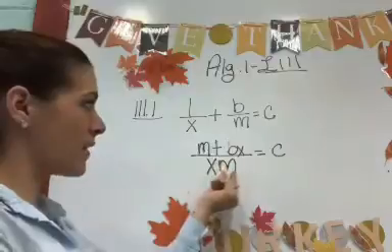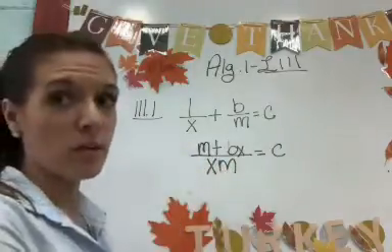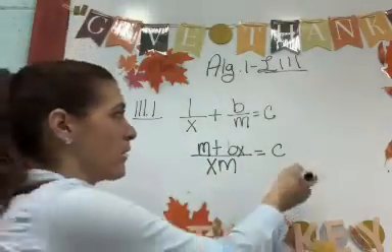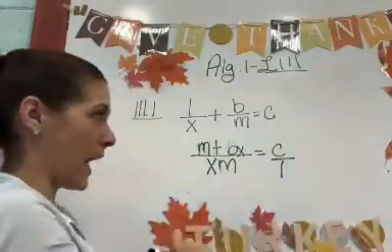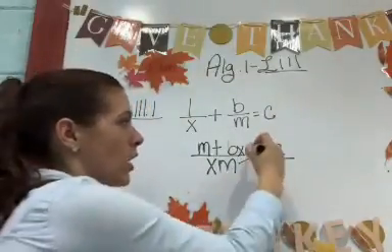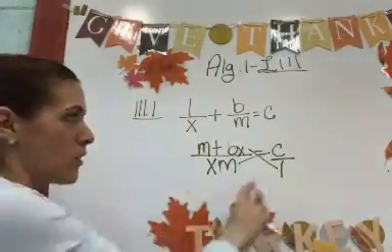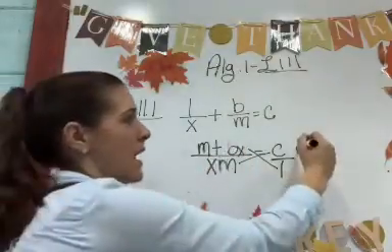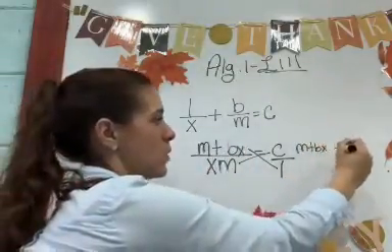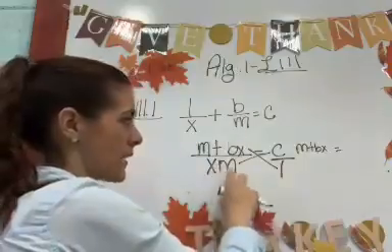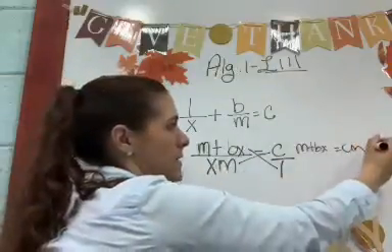Now you're like, oh great, Miss Jessica, now what are we going to do? Because now we have M on the top and M on the bottom. That's okay. Let's crisscross and multiply first. Put a 1 over that. Crisscross and multiply right here, so that's 1 times all of this, which is just M plus BX equals C times X times M. So I'm going to put CMX.